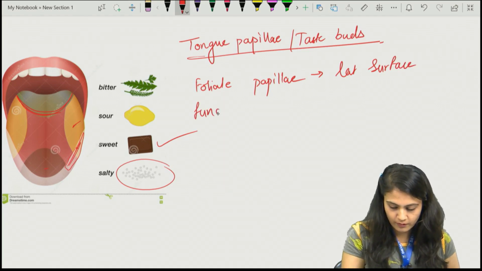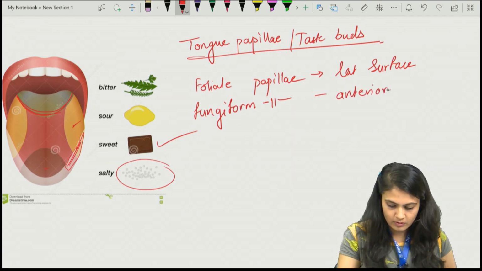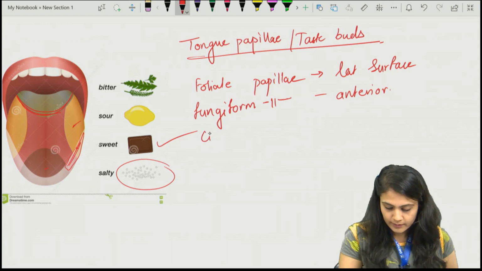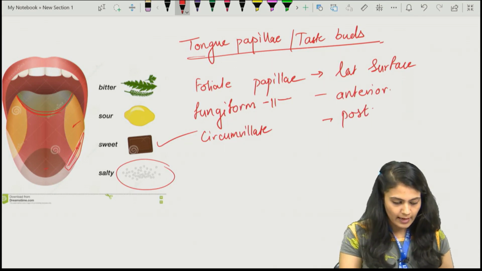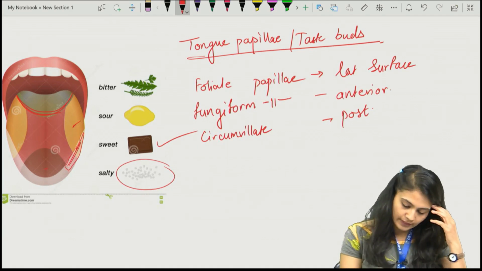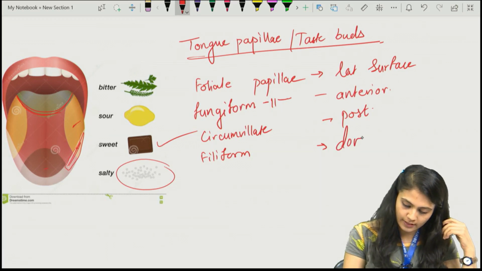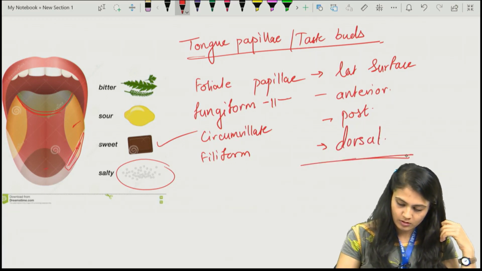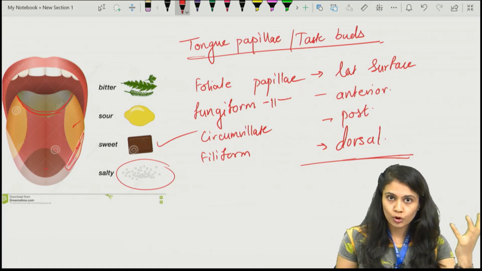then the fungiform papillae in the anterior part, anterior surface, then the circumvallate, which is in the posterior part for the bitter taste sensation, and the filiform, which is mainly on the dorsal side for the salt sensation. But the filiform is very less active in human beings.